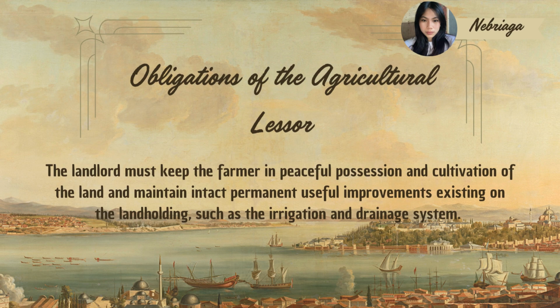Obligations of the agricultural lessor. The landlord must keep the farmer in peaceful possession and cultivation of the land and maintain intact permanent useful improvements existing on the land holding, such as the irrigation and drainage system. So, the landlord must let the farmer work peacefully on the land and maintain the important farming structures like the irrigation or drainage system. Dapat niyang i-ensure na maayos ang kondisyon ng mga ito.